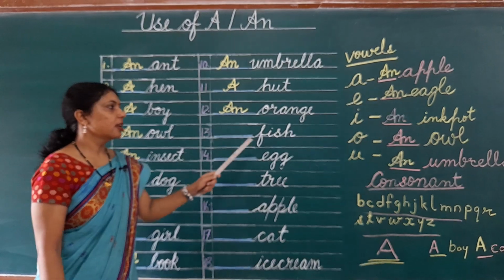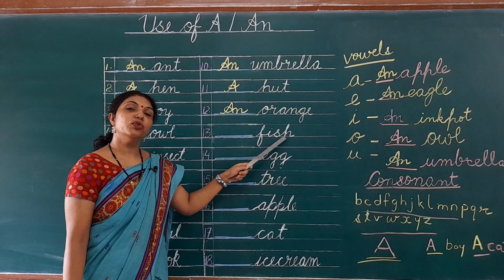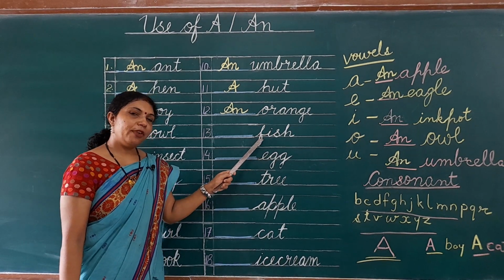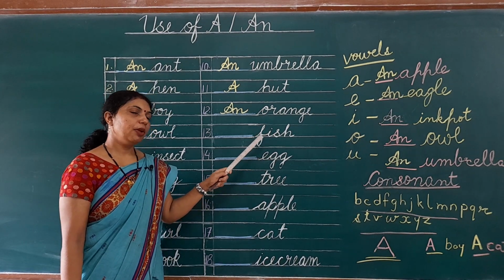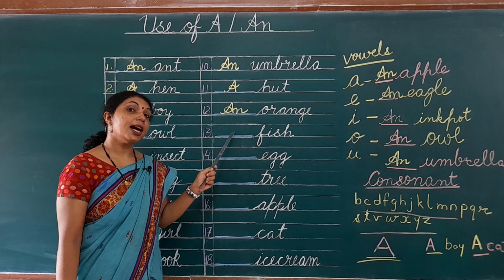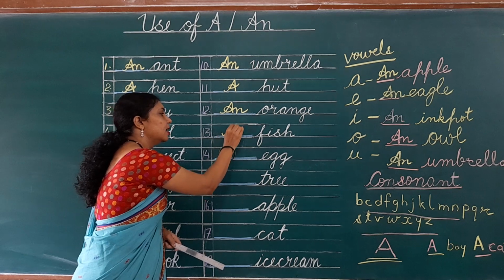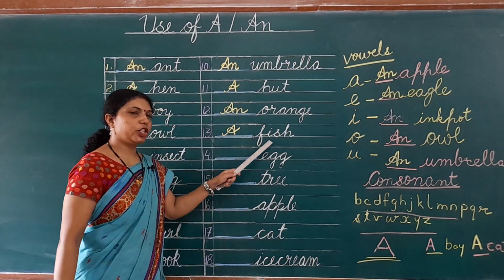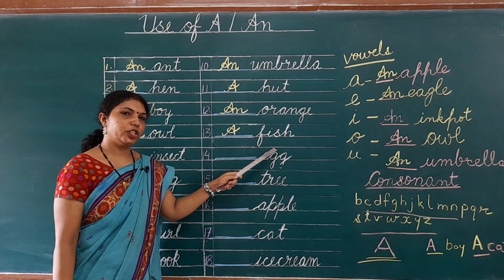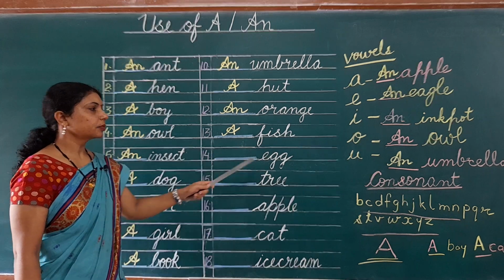Number 13. F-I-S-H, fish. F is a consonant. Before consonant we will use A. A fish.